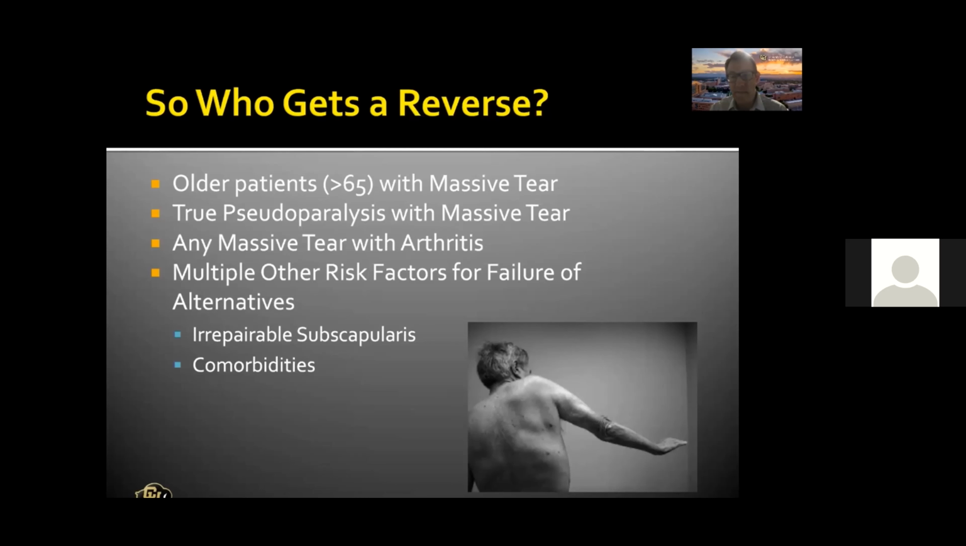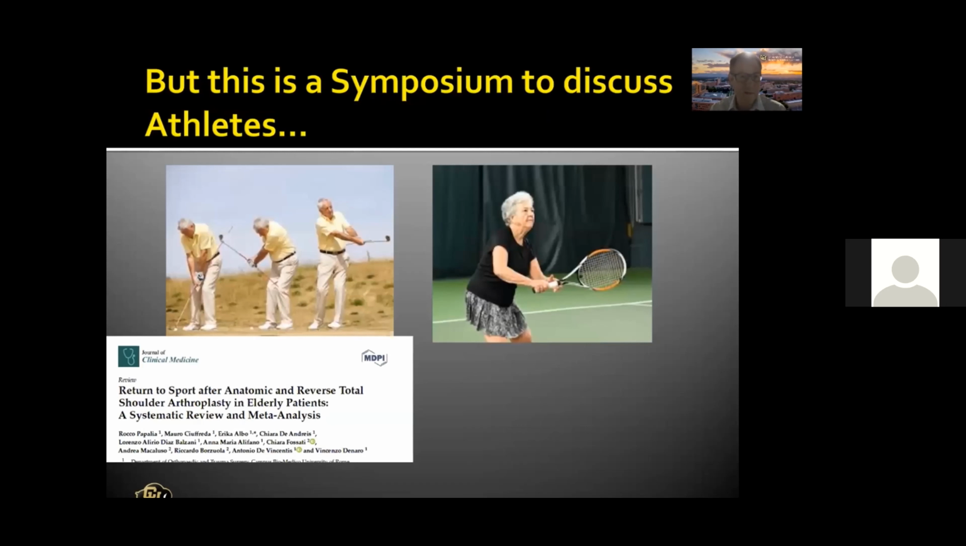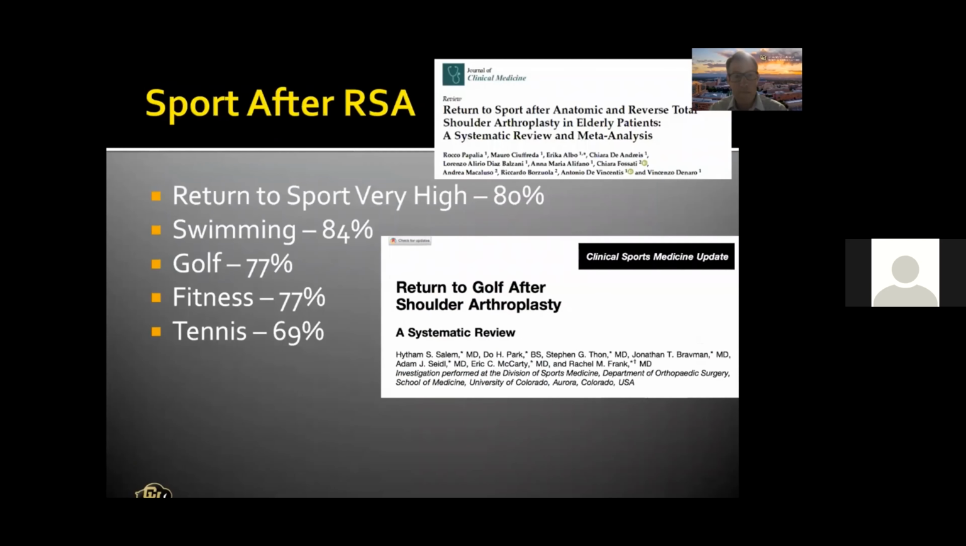So this is a symposium to discuss athletes. So why am I talking about reverse shoulder replacement? There have been several studies actually recently looking at return to sport after reverse shoulder replacement. So in general, the return to sport is very high, greater than 80%. Now, these are different sports than we may be talking about otherwise. I'm primarily talking about golf, tennis, and generalized fitness, as well as swimming.